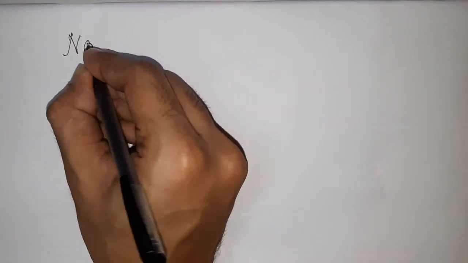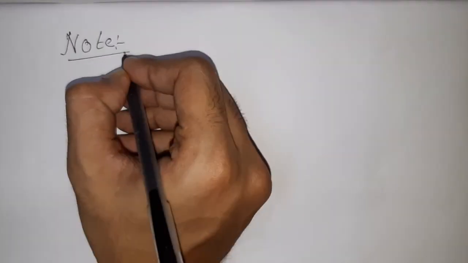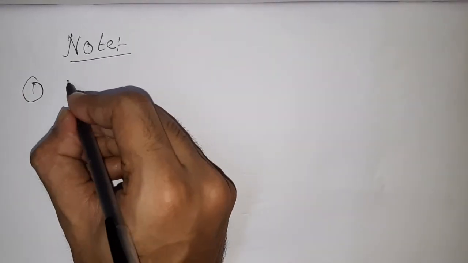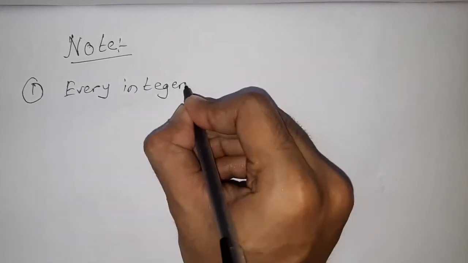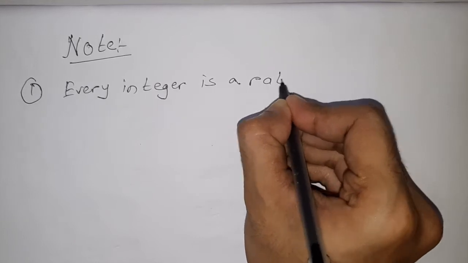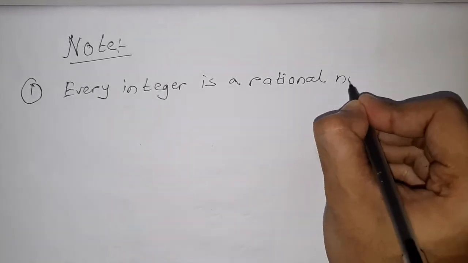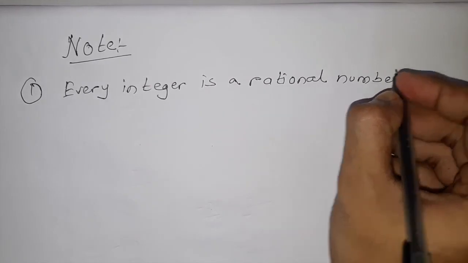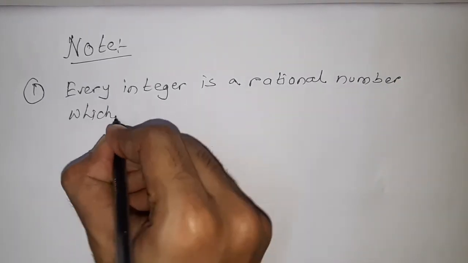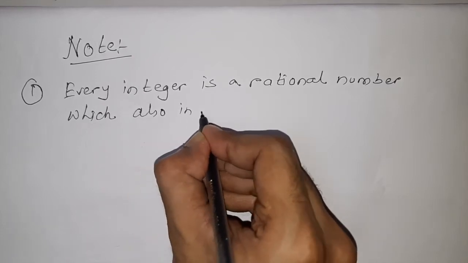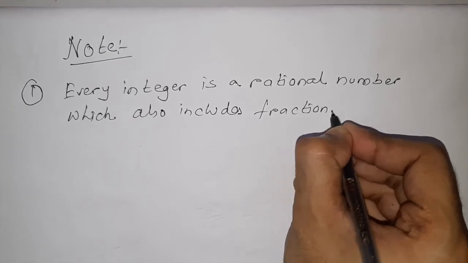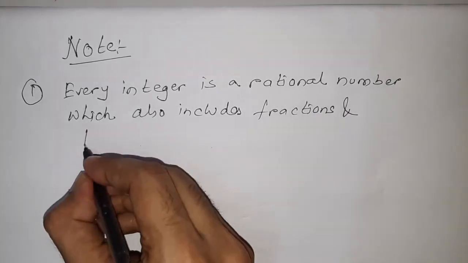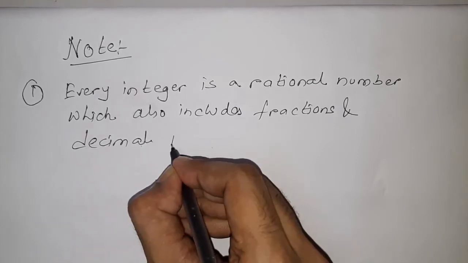So you have to keep two things in mind. Note, number one: every integer is a rational number, which also includes fractions and decimal numbers.